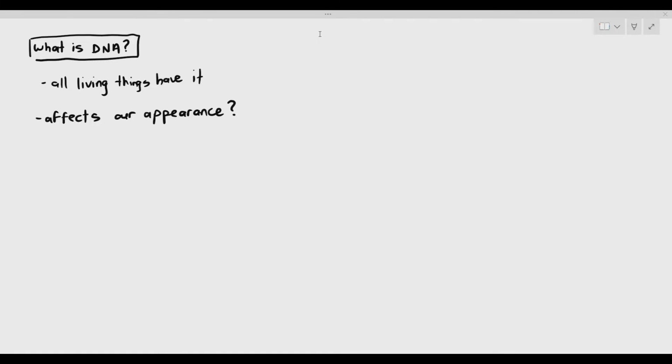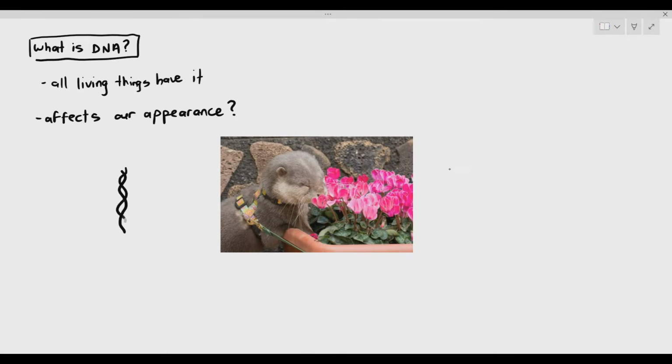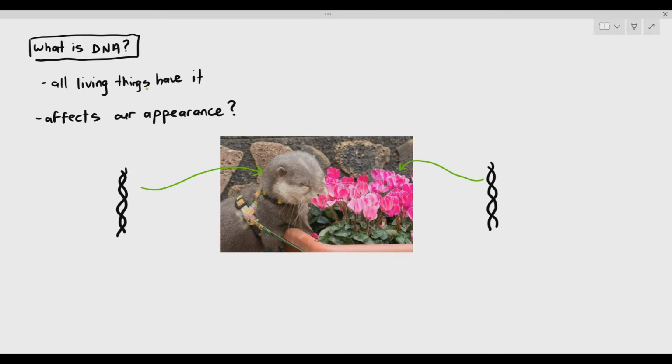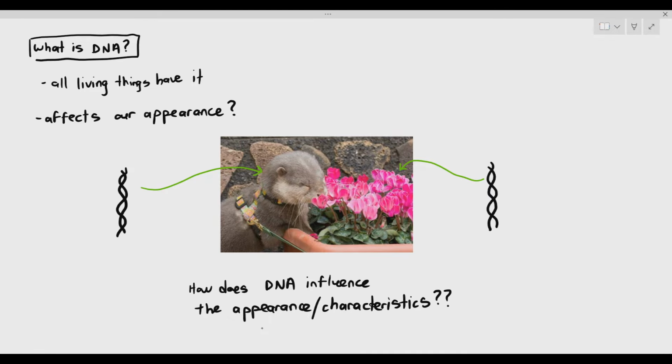So, we cannot downplay the effect of DNA on our daily lives. See, here's the thing. All living things have it. We know that it affects our appearances. And as you can see, this otter smelling flowers, quite a cute picture. The otter has DNA and the flowers have DNA as well. So why does the otter look like an otter and why does the flower look like a flower? It's kind of weird, isn't it? Because there's nothing inherently much different about the chemical structure of the DNA in the otter and the DNA in the flowers. Yet they look totally different, as you can see in the picture over here.